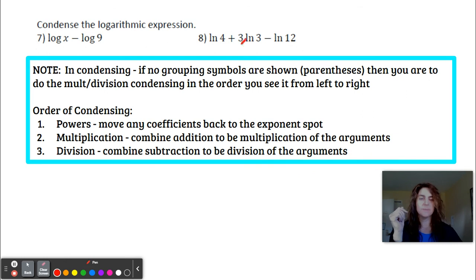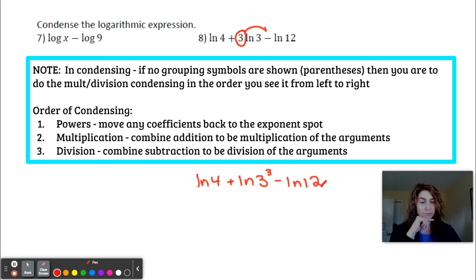Okay, so let's do this one. Number 8. So again, first thing I want to take notice, these coefficients. That means they're going to become a power. So when I rewrite this, I have ln of 4 plus ln of 3 to the 3rd power now, minus ln of 12.